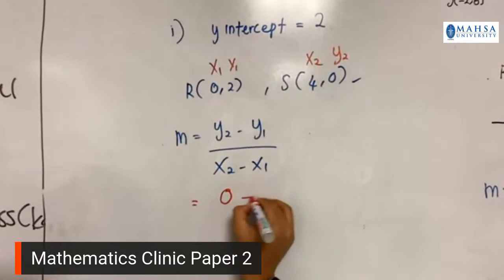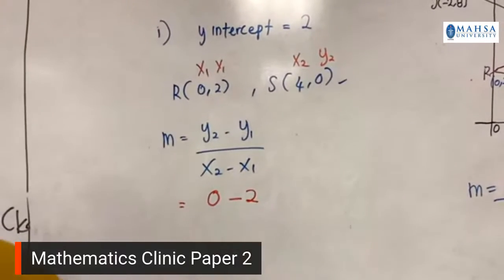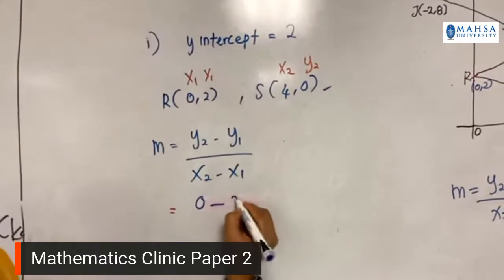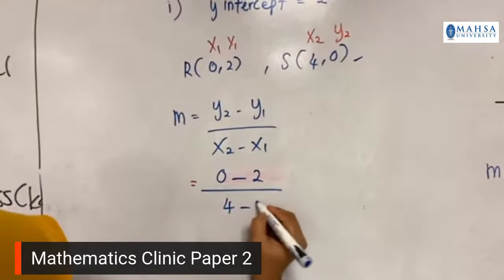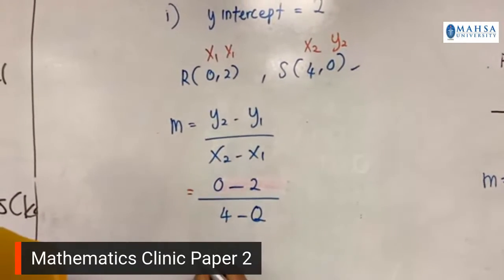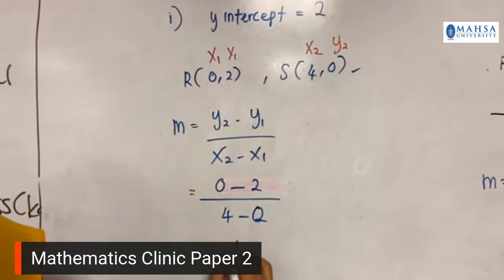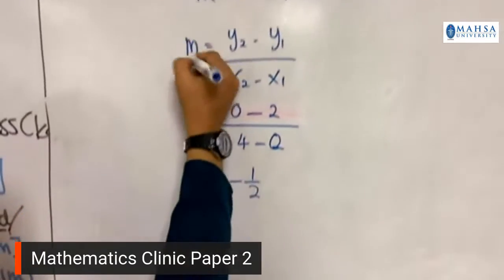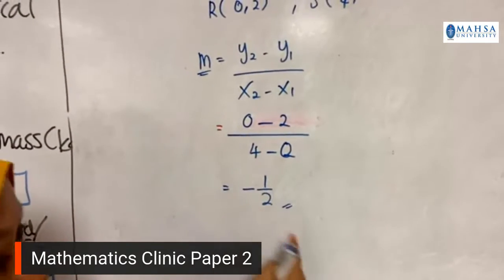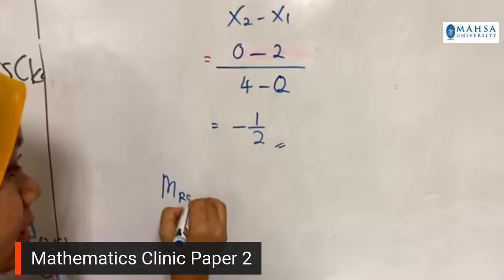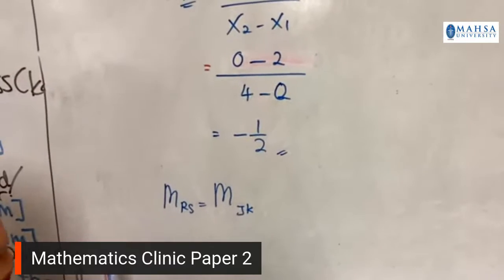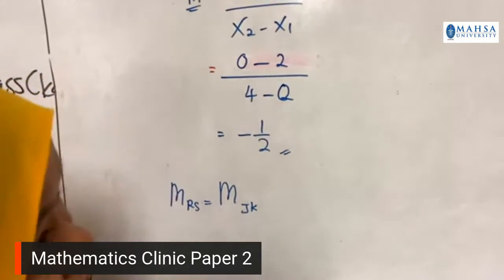So 0 minus 2 divided by 4 minus 0. So the answer is negative 1 over 2. So m is negative 1 over 2. This is the gradient for RS. So gradient for RS equals the gradient of JK. So you already get your value of the JK gradient.